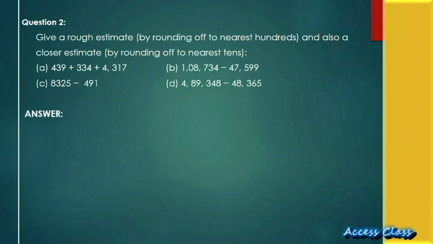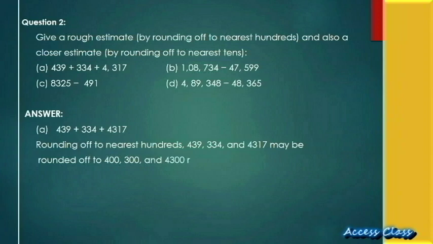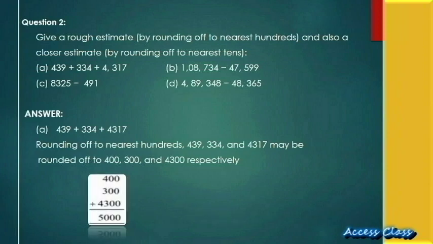So first I'm going to start with A part. In A part we have to round off to the nearest 100 for rough estimation. So when you round off 439, 334 and 4317 to the nearest 100, you will get 400, 300 and 4300. Add them, what will you get? Yes, you will get 5000.